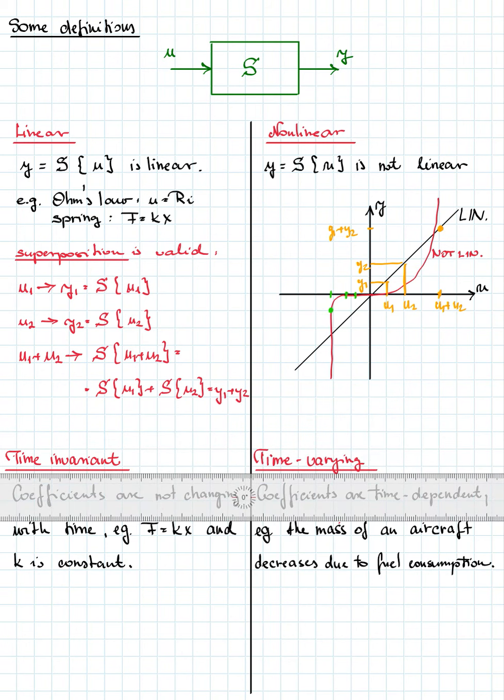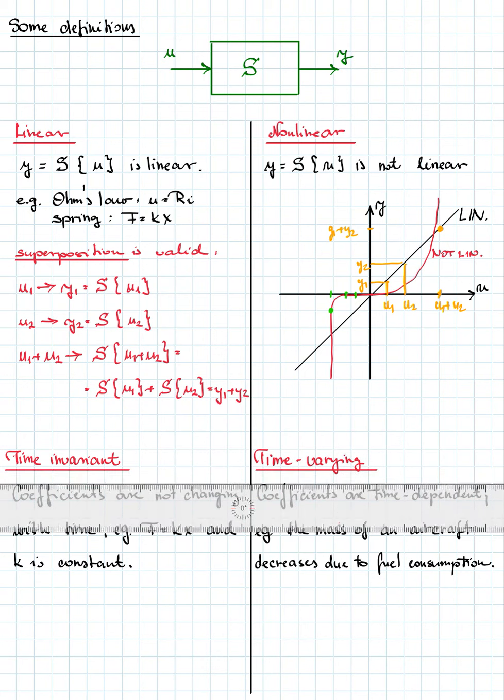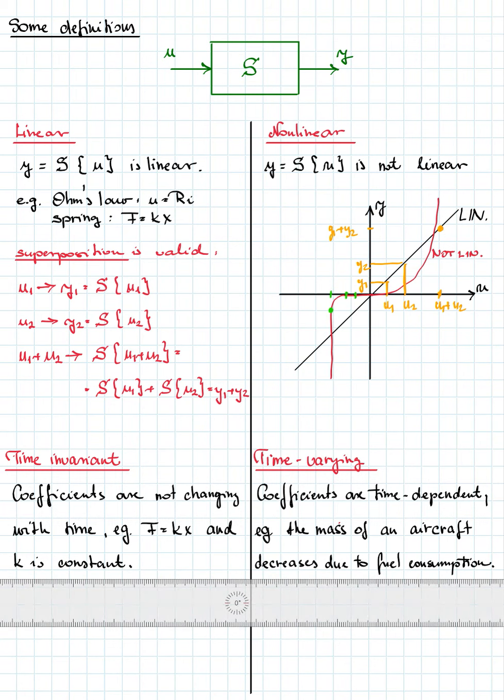The other two things are the time invariant system and the time varying system. The time invariant model is very simple. The coefficients are not changing with time. For example, f equal to kx in the spring model, the k is constant. It is not changing with time. So if we have a time invariant system, the model parameters are not changing with the time. It is not true for time varying systems because the coefficients of a time varying system are time dependent.